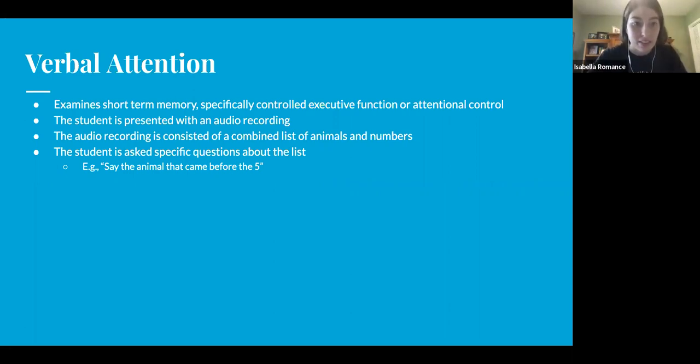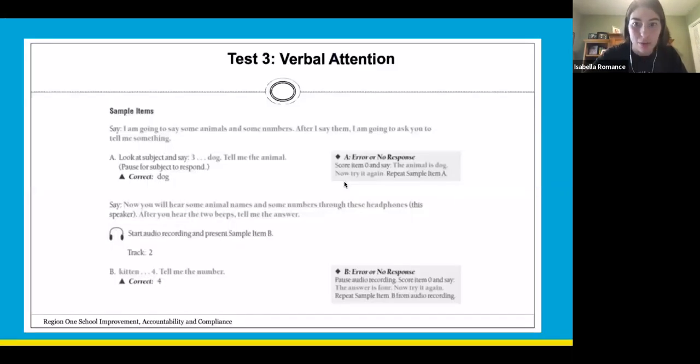And then on the next slide, you can see an example of the sample page from this test. So like I said, it would say, sorry, it's hard to read, it would say kitten 4, tell me the number. And then it would say 4.